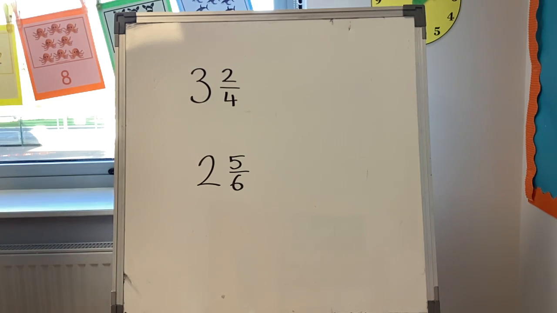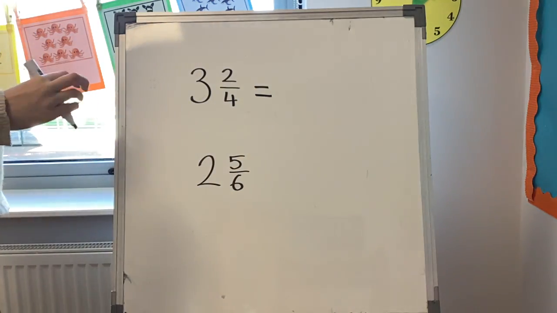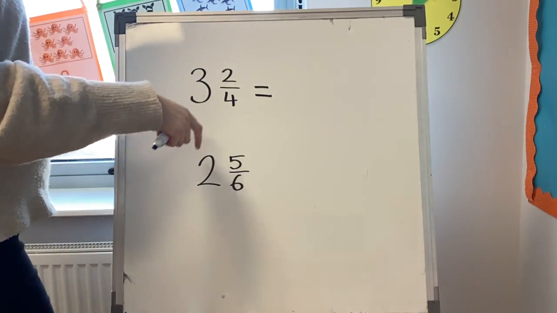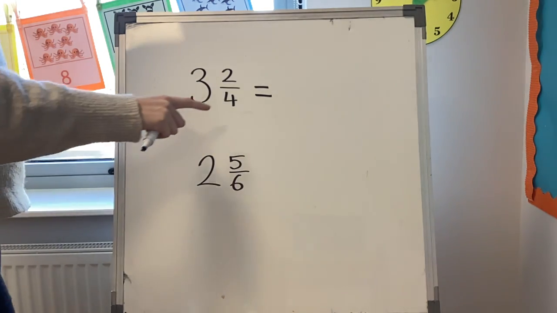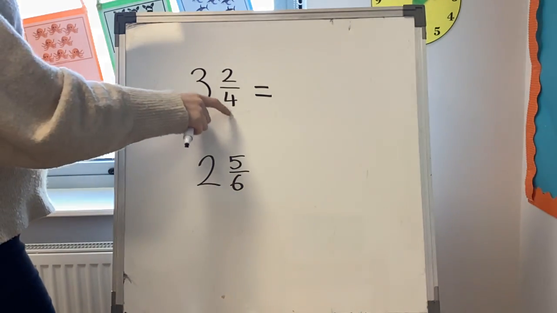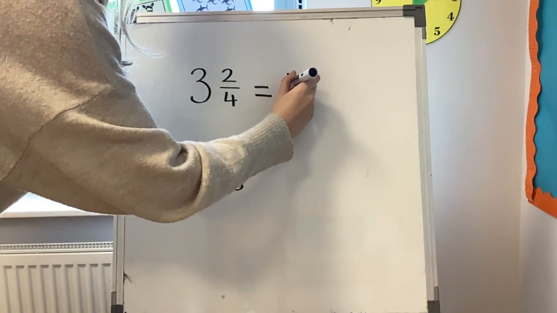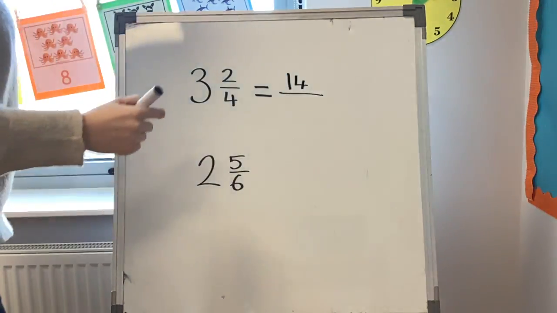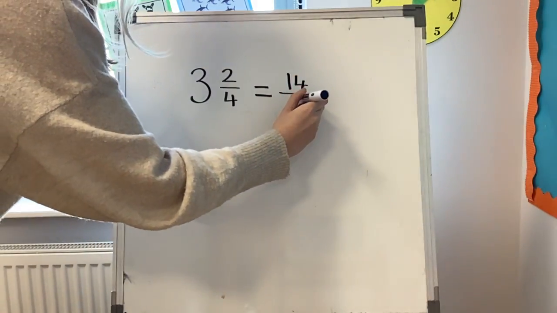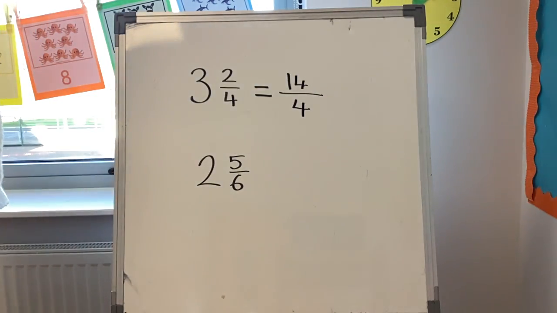To convert from a mixed fraction to an improper fraction, we do the opposite and we multiply. So for example, 3 and 2/4, I'm going to multiply the whole number by the denominator and then add the numerator. So I multiply the whole number by the bottom and then add the top. So 3 multiplied by 4 is 12, plus 2 is 14, and that's my numerator. And again, the denominator stays the same. So 3 and 2/4 is the same as 14/4.